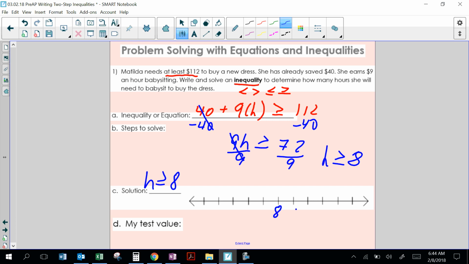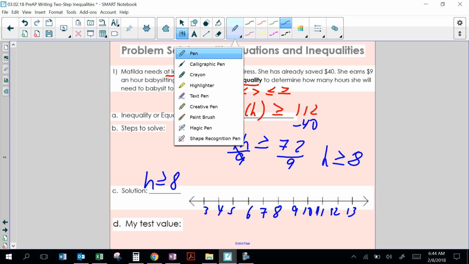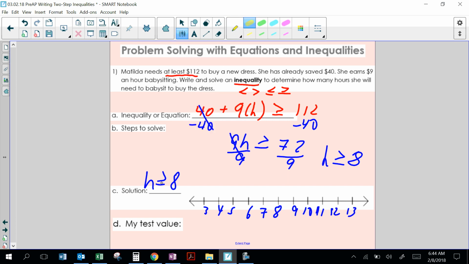So here's 8, 9, 10, and 7, 6, 5, 4, 3, 11, 12, 13. Let me get my highlighter. She has to work more than 8, so all these numbers are more than 8. But it could be 8, so I highlight that. Closed dot, because she can work 8 hours.